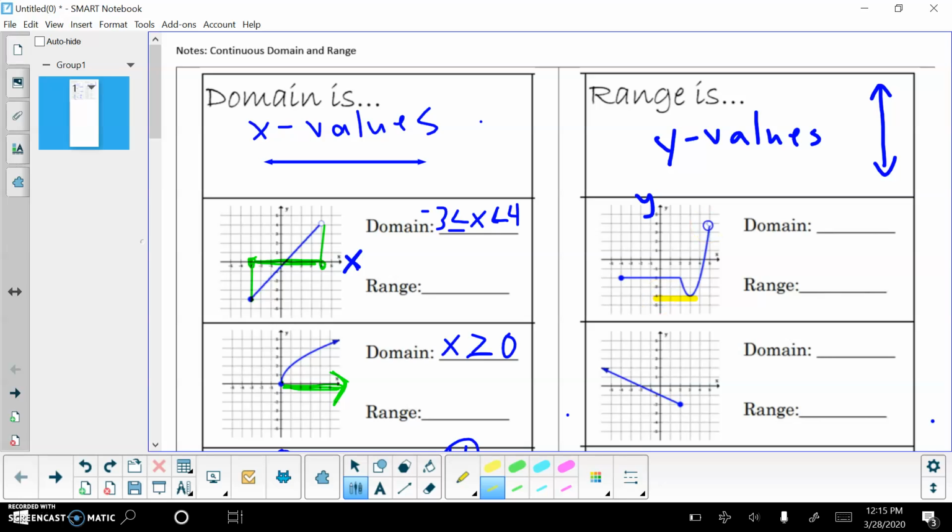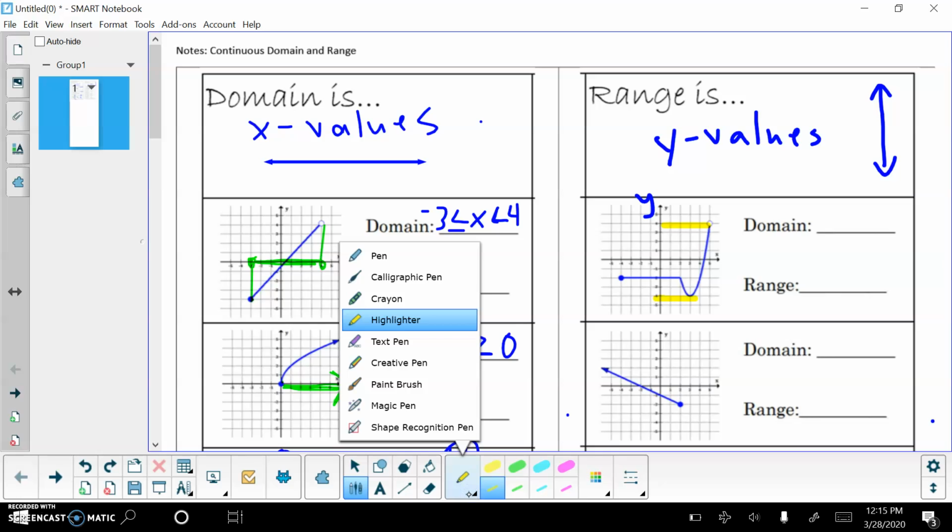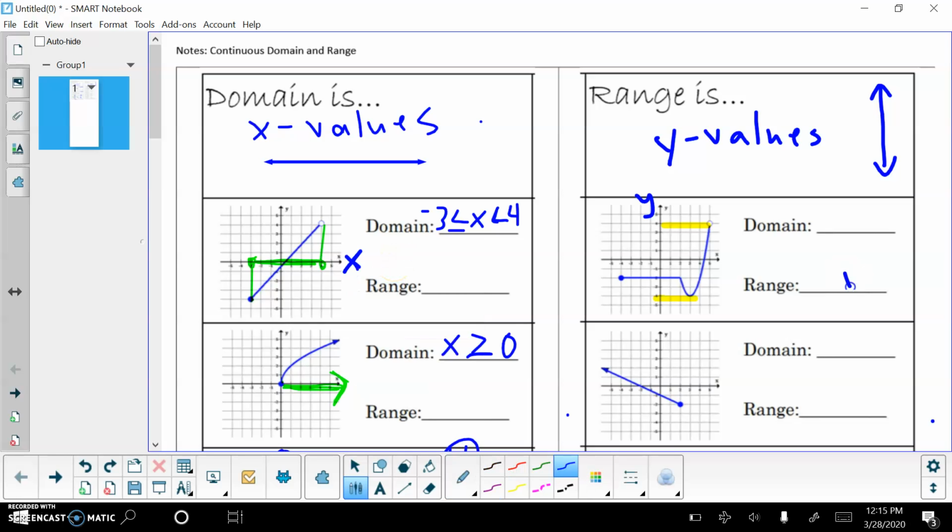The highest spot is up high and is associated with an endpoint, and both of these are at the 4s, except we've got -4 down low, +4 up high. So those are my two range values. So I'm going to go over here and write that my range is my y. I'm going from -4 to +4. I'm going to clean that up for you. So -4 to +4, and those are my symbols that mean that it goes in between.